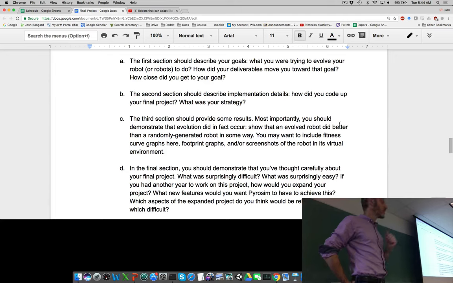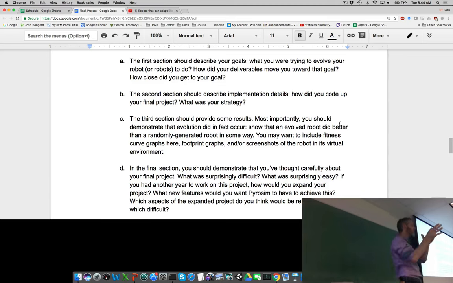So as I mentioned several times by now, we're not looking for you to implement some ambitious project, but to have some goal in mind and demonstrate to us that you're able to break this down into stepping stones towards those goals. Which of those stepping stones did you implement? Did you have to change your idea about what was possible given the limitations of PyroSim or what have you, right? So that's really what we're looking for.